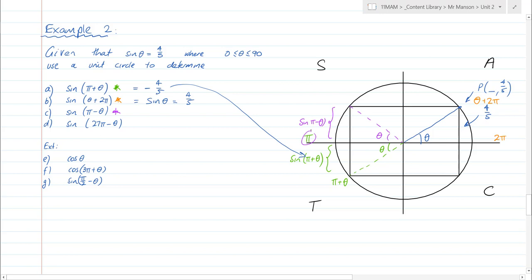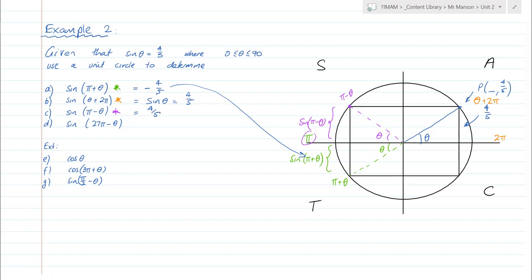because sine represents the vertical component, and this point here is my pi minus theta point, and sine is positive in the second quadrant, and you can see that that height is above the x-axis, so sine of pi minus theta is equal to 4/5. And then the last one is sine of 27 pi minus theta.